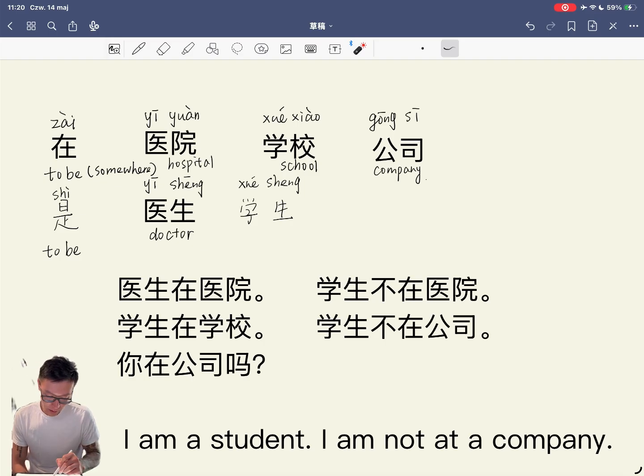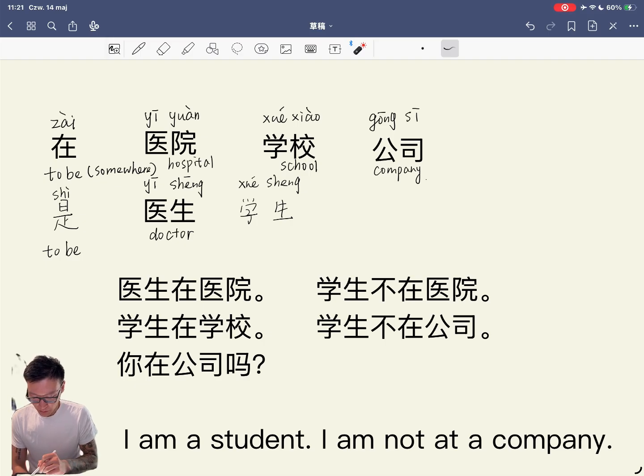Now, next one. These two are 学生 student. And this one, 医院 hospital. So since hospital is a place, we use 在. But in front of 在, we also have this character. If you still remember it, you know it's 不, right? 不 means not. So 在 means to be somewhere. 不在 not be somewhere. Okay? Not be somewhere. Okay, so let's repeat one more time. 学生不在医院. So the student is not at the hospital.